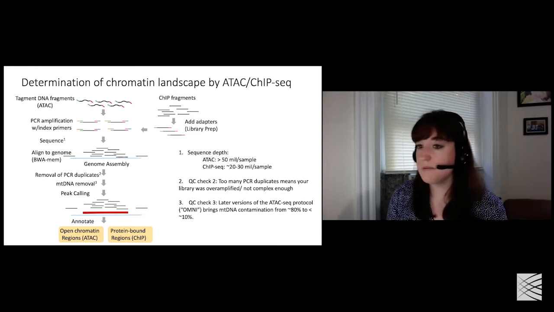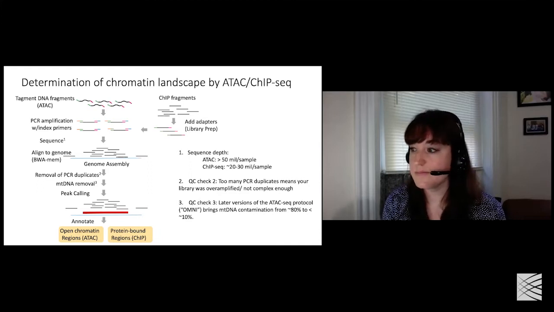And there was a related question. Sure. Why does ChIP-seq need so many more cells than ATAC?